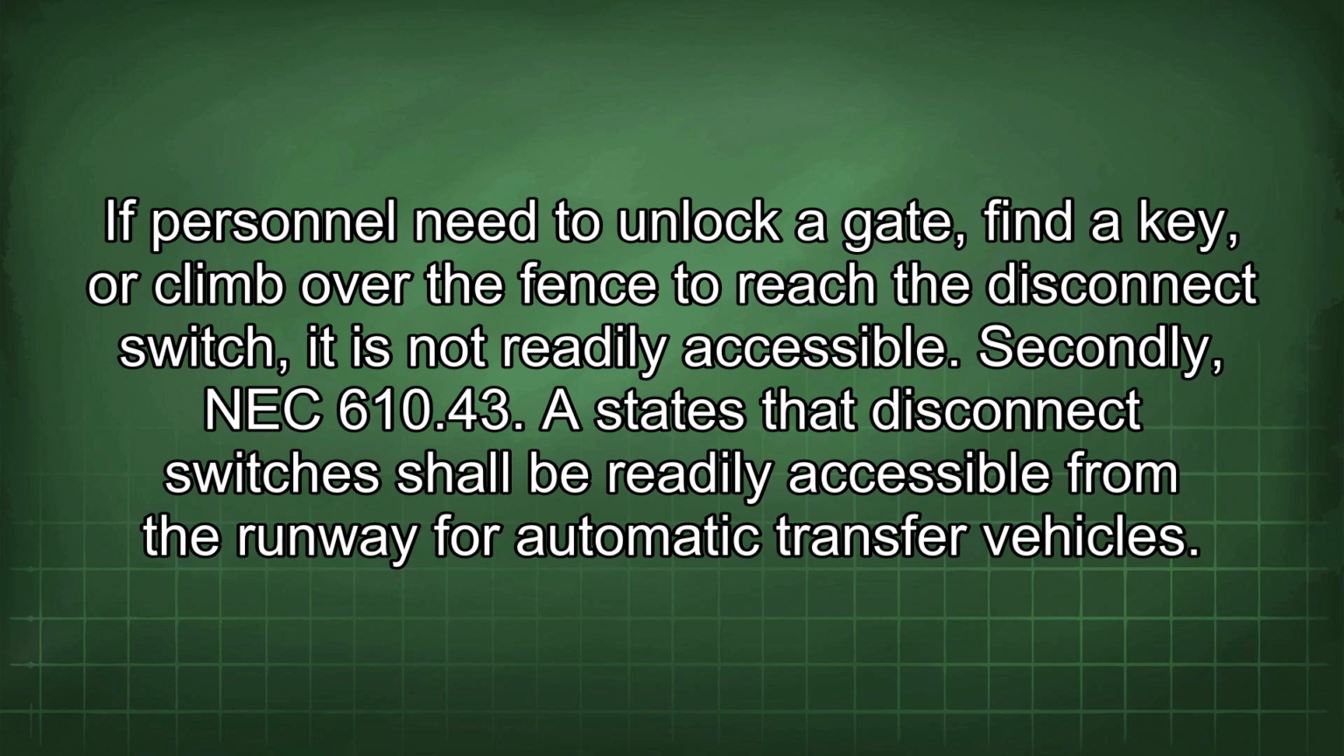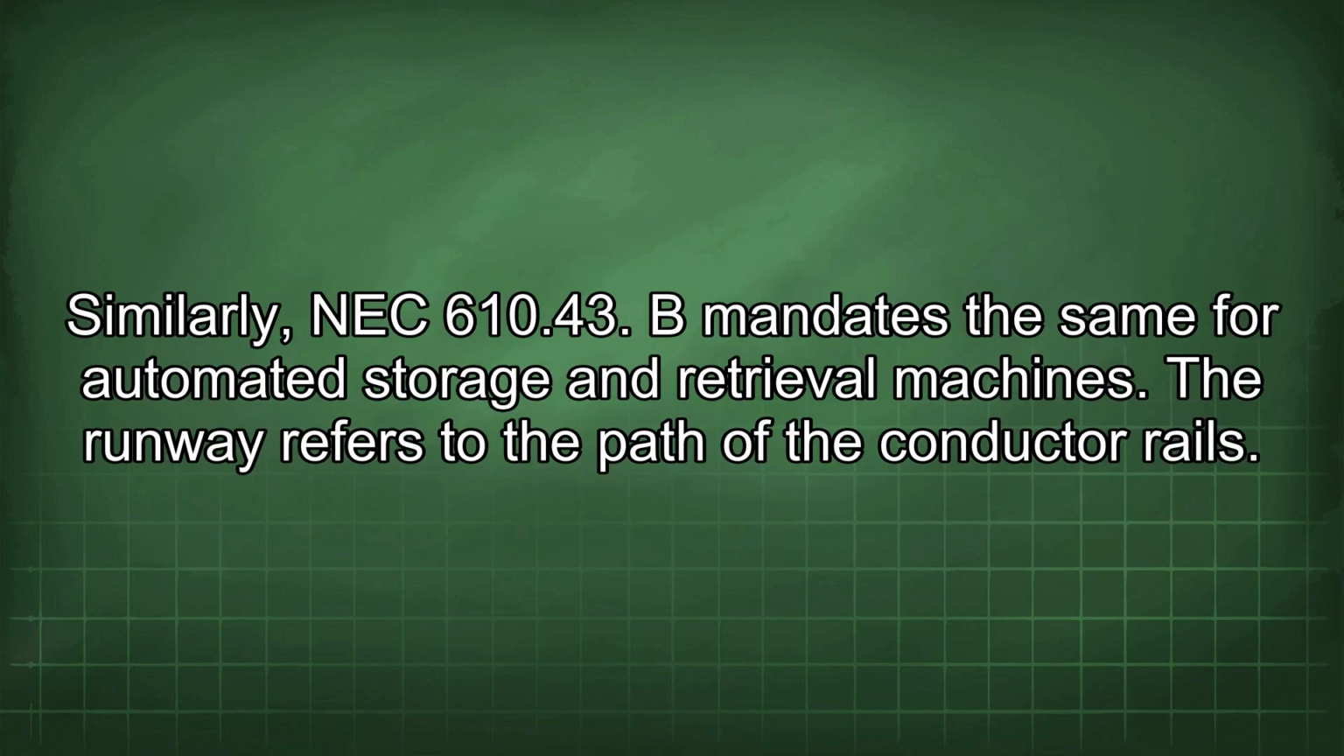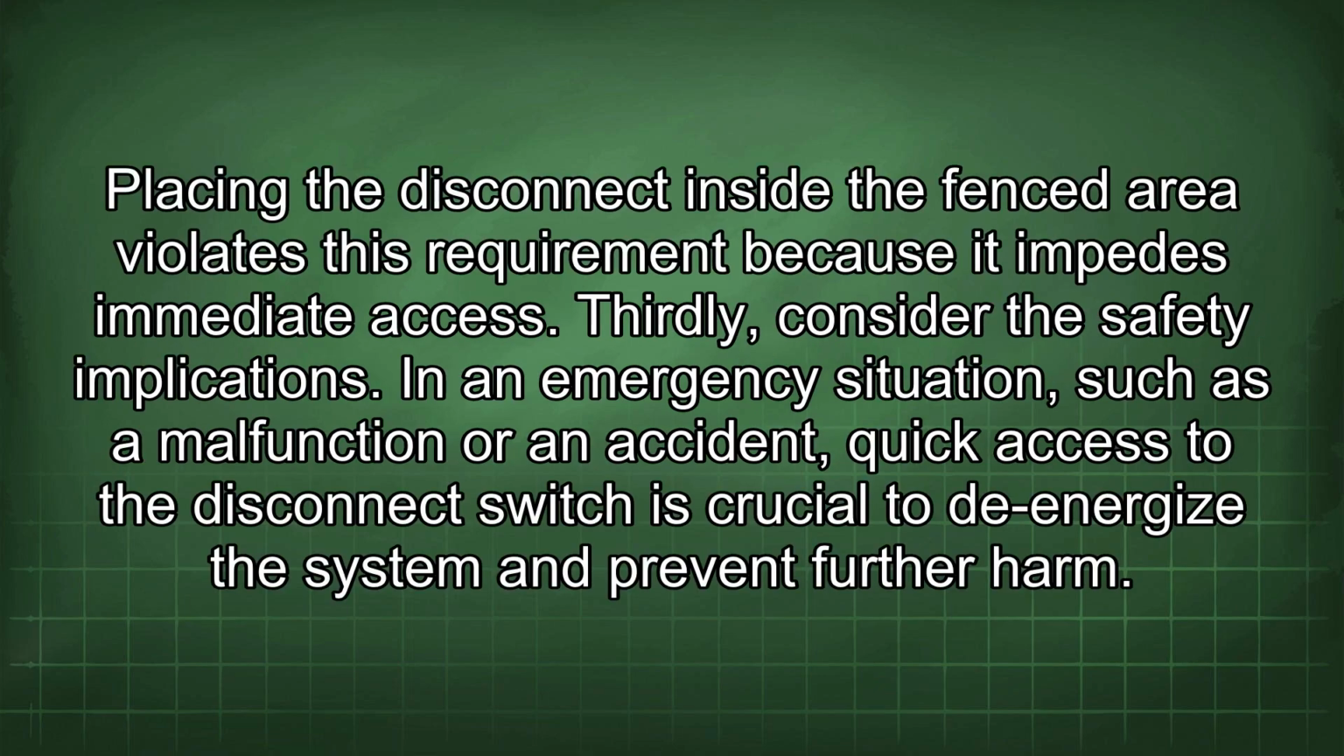Secondly, NEC 610.43 states that disconnect switches shall be readily accessible from the runway for automatic transfer vehicles. Similarly, NEC 610.43 mandates the same for automated storage and retrieval machines. The runway refers to the path of the conductor rails. Placing the disconnect inside the fenced area violates this requirement because it impedes immediate access.